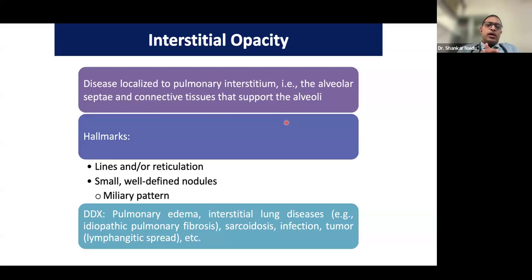Then the other changes that can happen are the interstitial opacities. These are diffuse, localized to the pulmonary interstitium, that is the alveolar septae, or the connective tissues that support the alveoli. They appear as lines or reticulations on chest X-ray, and they may be small, well-defined nodules, like the things that we see in miliary pattern. The differential diagnosis varies from conditions like pulmonary edema to interstitial lung disease, sometimes infections like PCP, tumors which are spreading into the lung by lymphatic spread, and rarely sarcoidosis can also have this kind of nodular or reticular opacities.